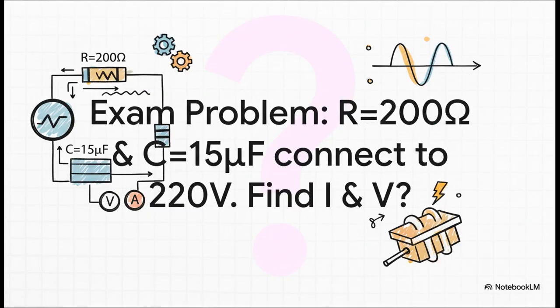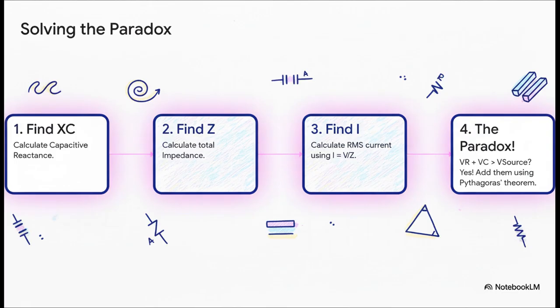Okay, enough theory. Let's solve a real question, the kind you might see in your board exam. So imagine we have a resistor and a capacitor, and they're hooked up to a 220-volt source. The question asks us to find the current in the circuit and the voltage across each component. So, how do we even begin? Don't worry, it's just a step-by-step process.